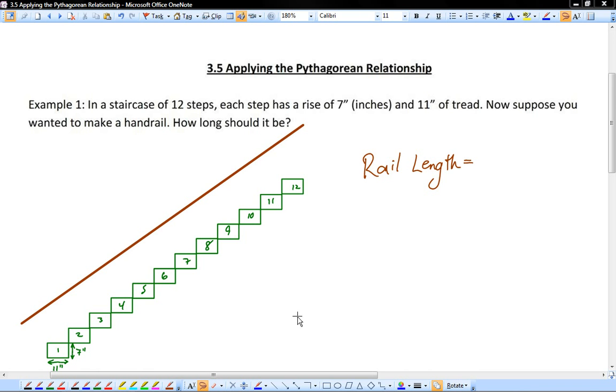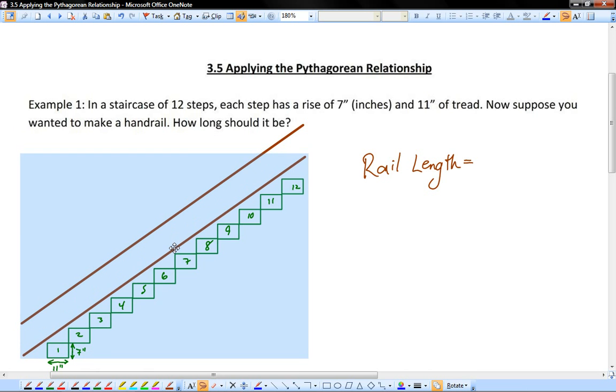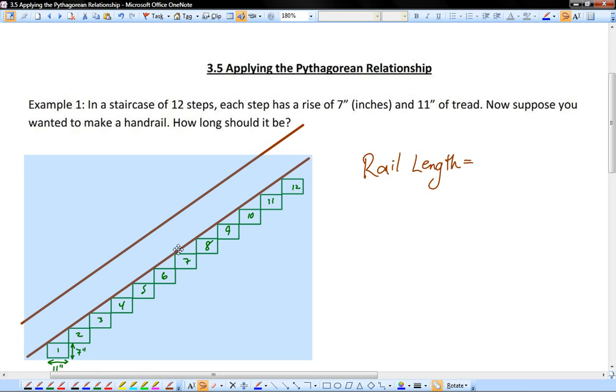And one thing I should point out to you is that I've decided to make a handrail here, which is maybe a little bit longer than you were thinking initially. Maybe you were thinking that horizontally it should only be 12 times 11 inches long, and the vertical component only needs to be 12 times 7 inches high. But you can take a look at this handrail, you can see that it extends a little bit further beyond, and the reason for that is safety, really.